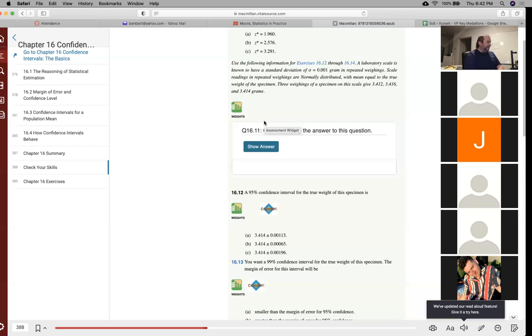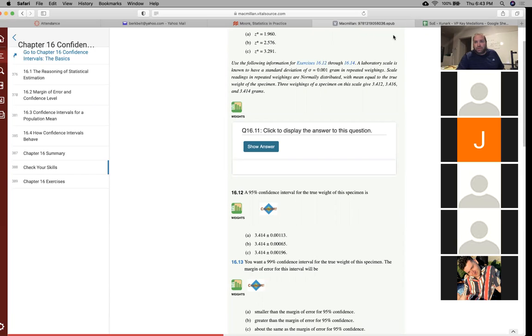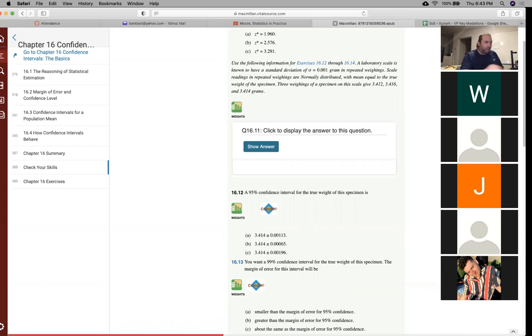So we're looking for a 95% confidence interval for the true weight of this specimen. Who here has any recollection of what we did to solve a problem like this? Even a vague recollection, even if it's not 100%, I mean, ideally it is 100%, but even if it's not, who here has a vague recollection? Can I give it a shot? Yeah, whoever you are, sure. Just because I can't see names, so I don't know who's talking.